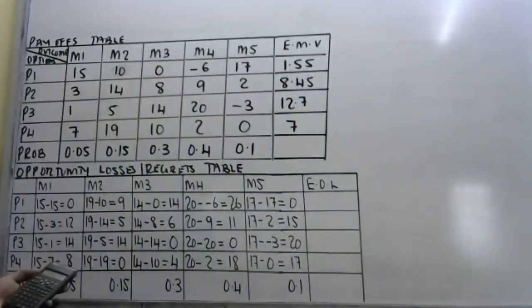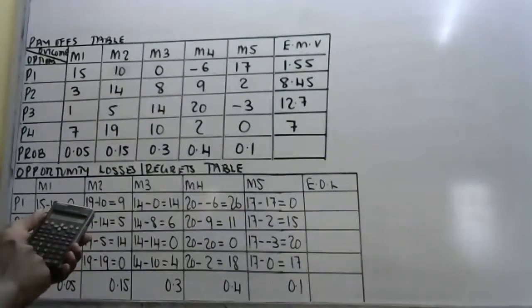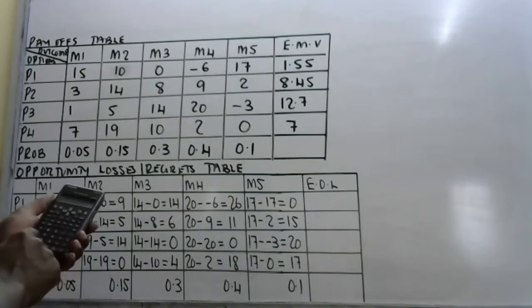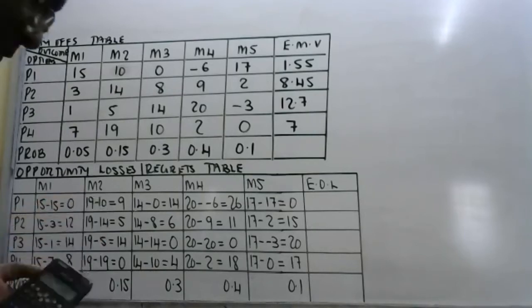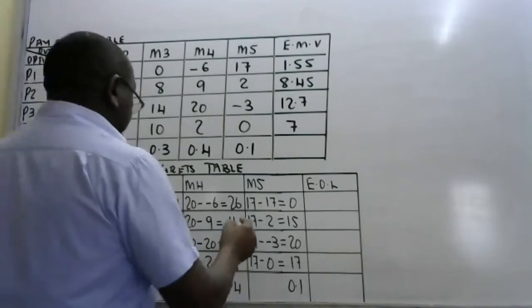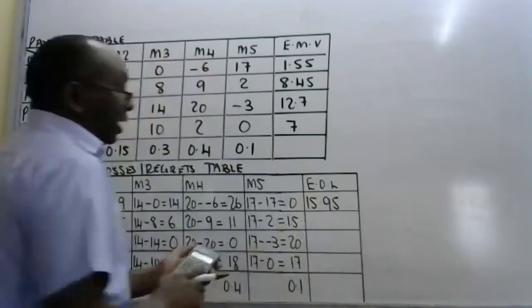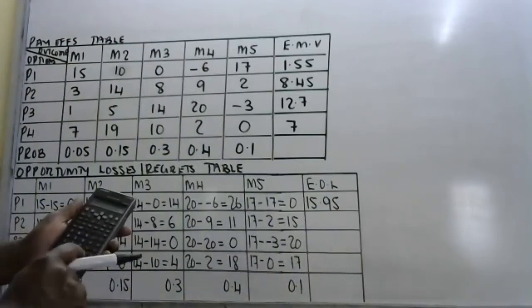Let's start with the first one: it will be 0 times 0.05 plus 9 times 0.15 plus 14 times 0.3 plus 26 times 0.4 plus 0 times 0.1 equals... and the answer is 15.95. I repeat, 15.95.